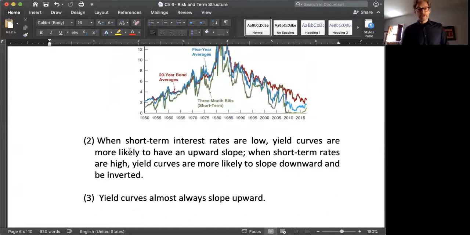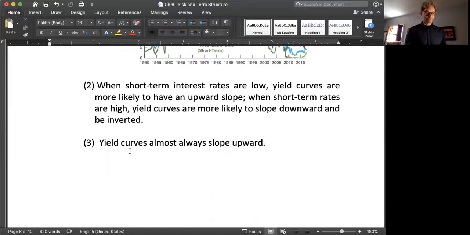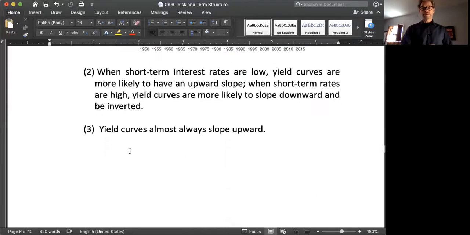We also know that when short-term interest rates are low, yield curves are more likely to slope upwards. So when interest rates are low, you tend to get an upward sloping yield curve. But when interest rates are high, that's when you're more likely to see those unusual downward sloping yield curves. That's a clue for us. When interest rates are low, markets think that longer-term rates are going to go up. And when interest rates are high in the short run, they tend to think rates are going to go down. And then finally, on average, yield curves slope upward. The most likely thing that we observe is that they slope upward, but they don't always do that.